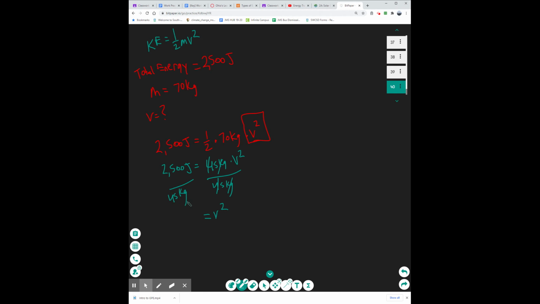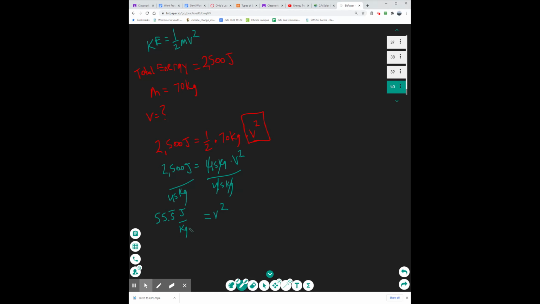Okay. So I'm doing this on my calculator really quick. 2,500 divided by 45 is 55.5555. 55.5 repeated. And what's the unit for that? We don't know yet. It's joules per kilogram, right?